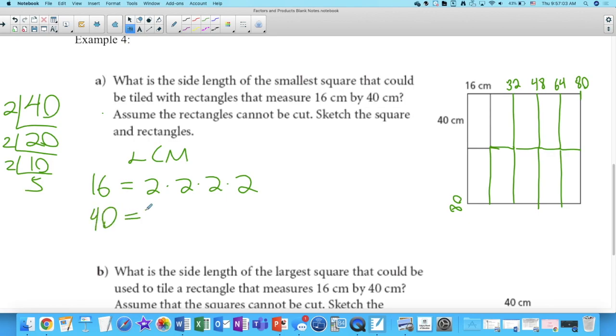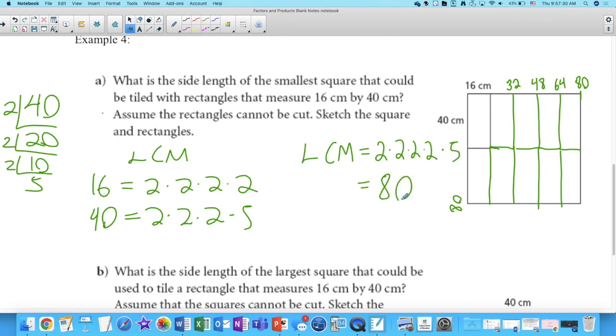Okay, so if I'm looking for the LCM, I know I have to start with the entirety of the first one, which is 4 2's. Now I'm going to compare here. I need 3 2's and a 5. I've already got 3 2's in there, so I just need to add the 5, and that's 80. Okay. Questions with that one?